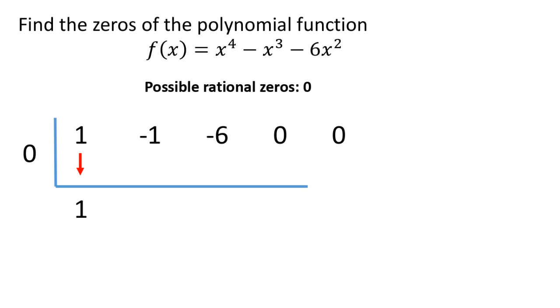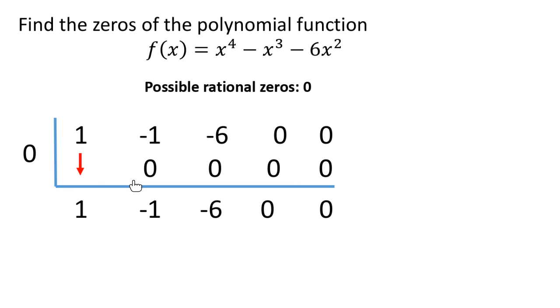So here's my 0. So I have 1 for the x to the 4th, -1 for x cubed, -6 for x squared. I have no x, so I put a 0. And I have no constant, so I put a 0. So I'm going to bring the 1 down.